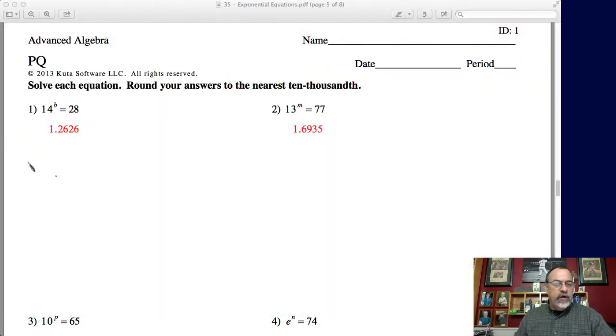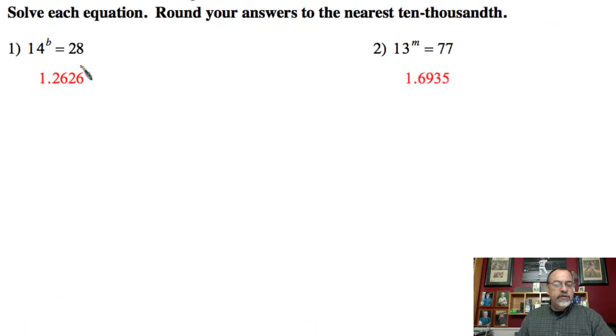Okay, now we're ready. All right, so in our first example here, 14 to the b is equal to 28. The term with the variable is already isolated, so I simply have to undo the operation. So to undo this exponential, we're going to take the logarithm of both sides. So we're going to take the log of 14 to the b, and just like any other equation solving property that we use, we have to do the same thing to both sides.